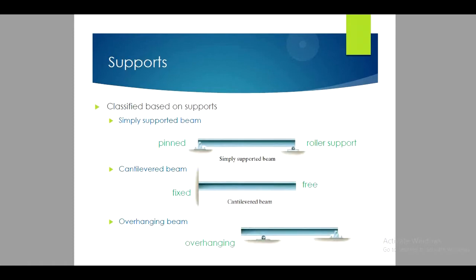Beams are classified based on their supports. Number one, simply supported beam, cantilevered beam, and overhanging beam. In a simply supported beam, there is a pin joint on one end and a roller support on the other. In a cantilevered beam, one end is fixed and one end is free. In an overhanging beam, one end is supported by a pin joint, while there is a roller support not exactly on the end but under the beam so that it has a free end.